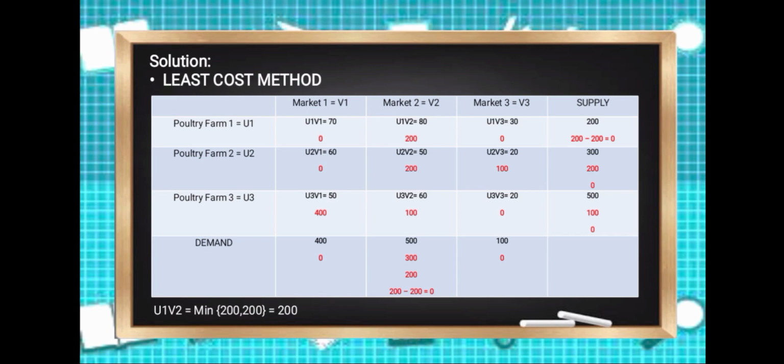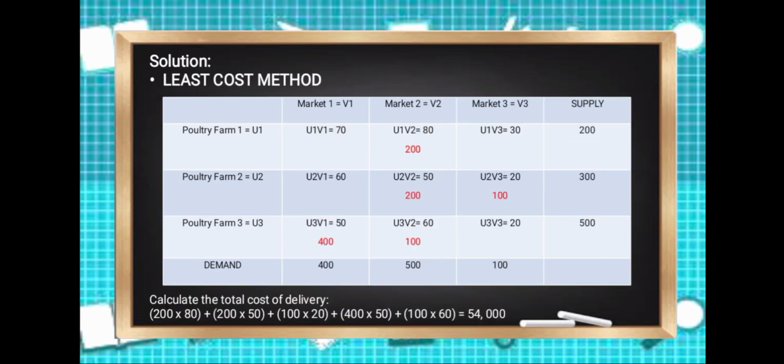Then find the minimum, where the demand is 200 and the supply is 200. So the minimum is 200. So 200 of demand minus 200 is equal to 0, and the supply is 200 minus 200 is equal to 0. And now our demand and supply are equal to 0. Therefore, we can calculate the total cost of delivery, which is 200 times 80 plus 200 times 50 plus 100 times 20 plus 400 times 50 plus 100 times 60 is equal to 54,000.